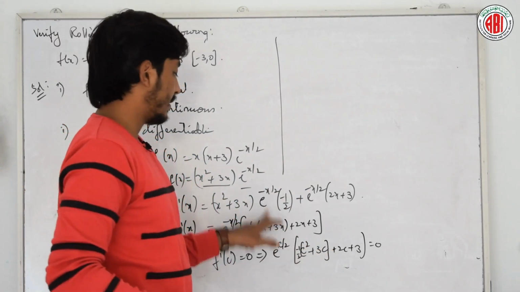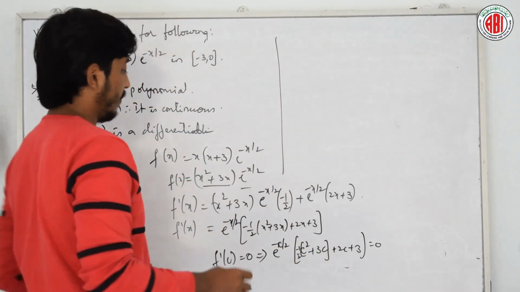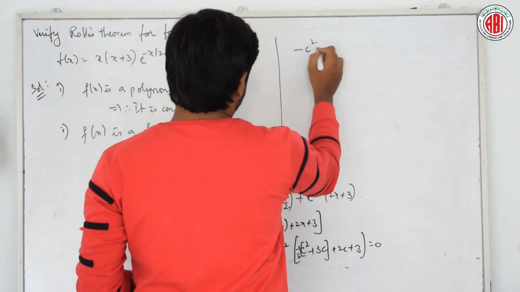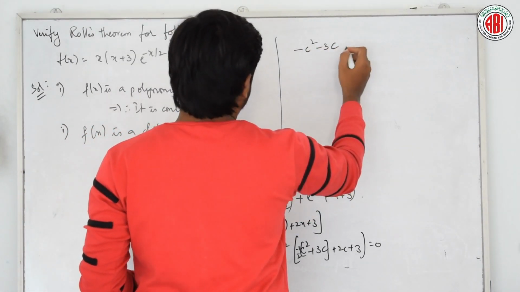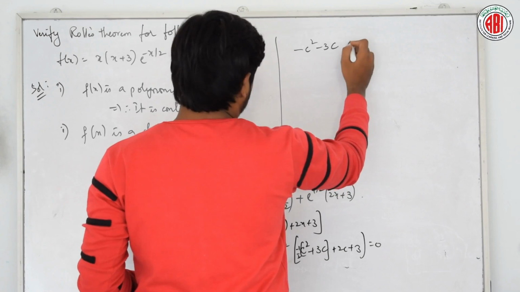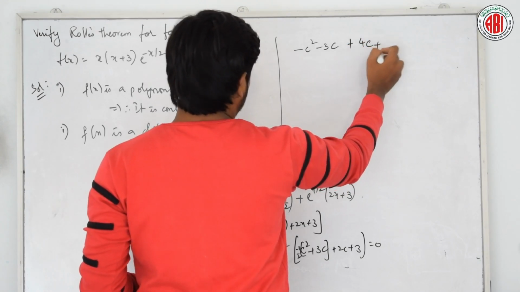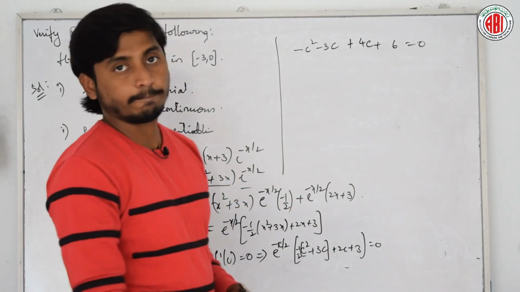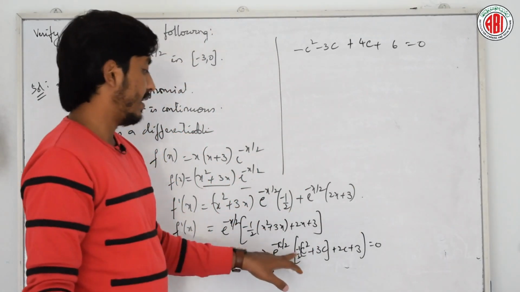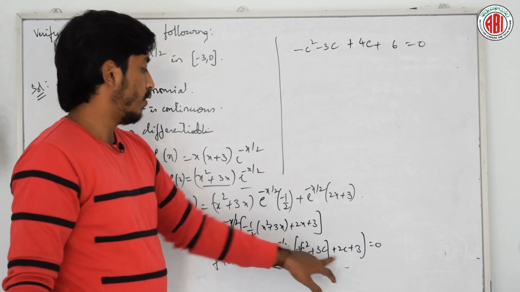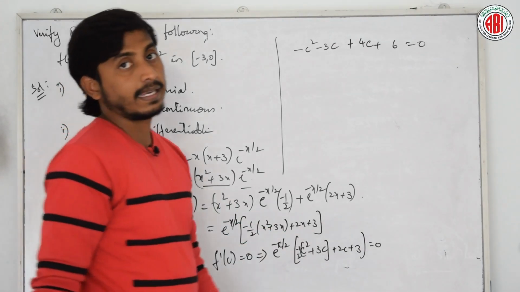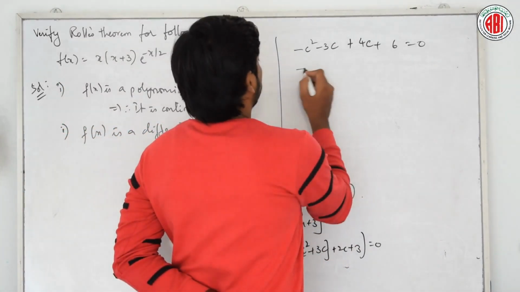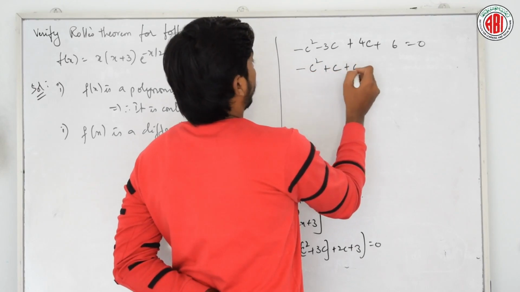So, let us send this e power minus c by 2 that side, we will be left with minus c square minus 3c, and the next plus 2 2s are 4c plus 2 3s are 6 whole divided by 2. However, 2 will go that side. Okay, once again see here minus c square minus 3c and here 4c plus 6. Clear? Let us write everything in a formal way.